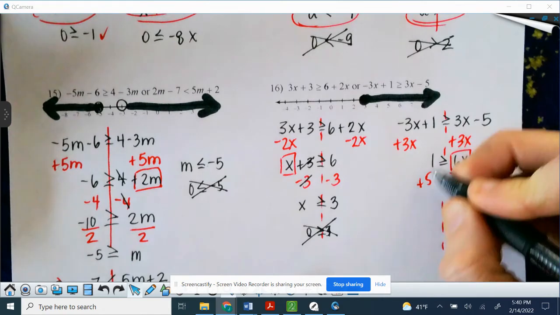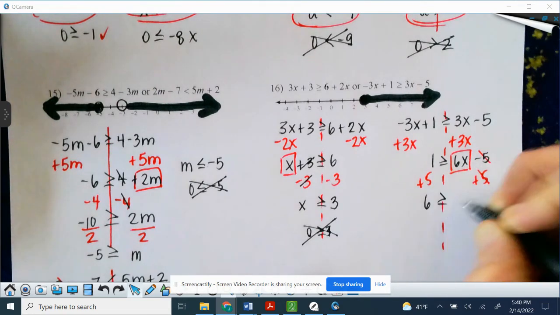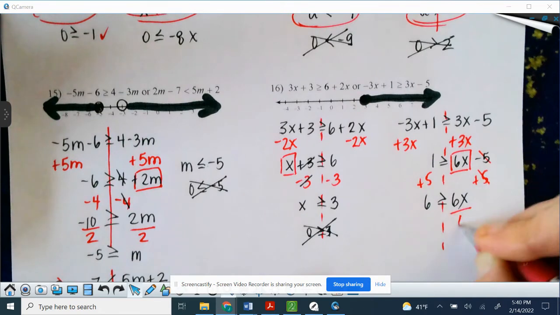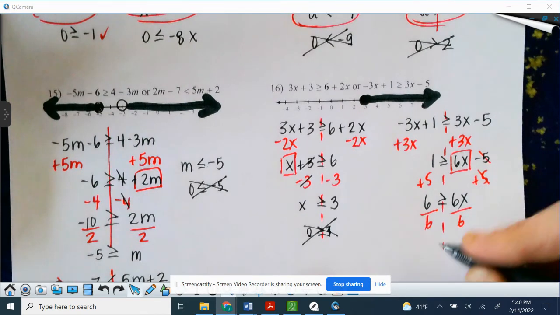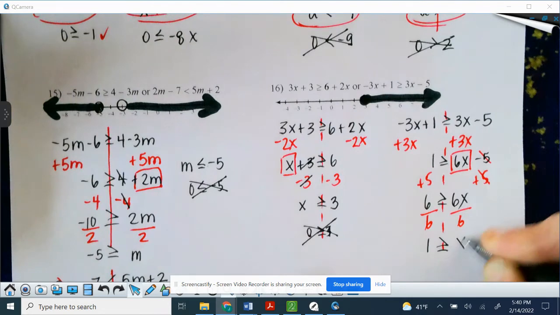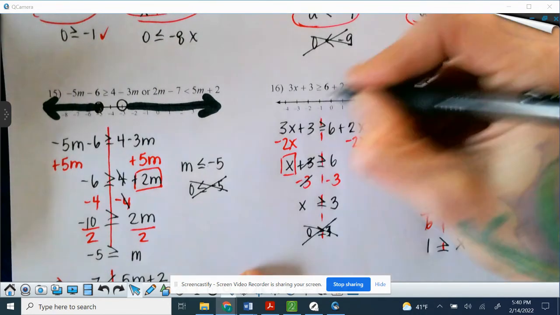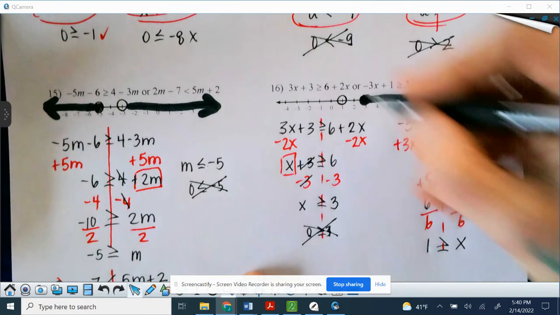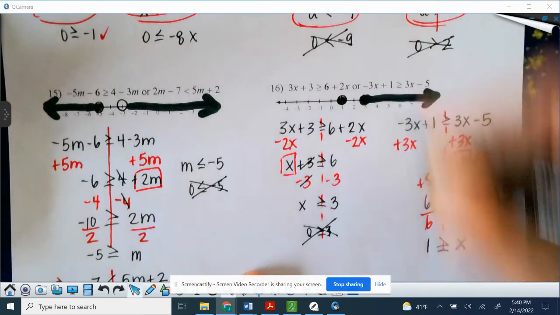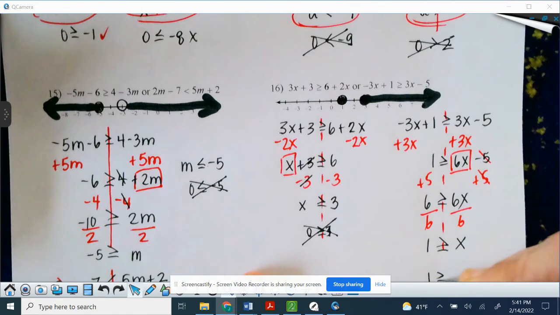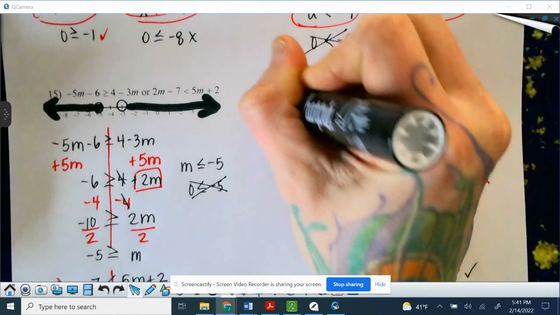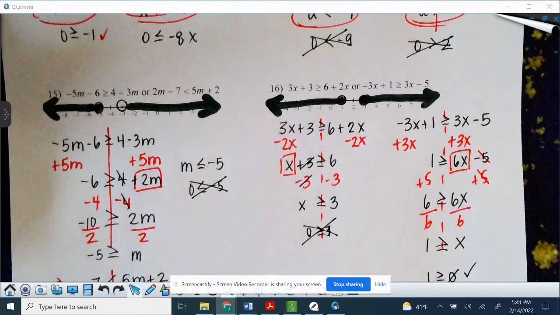So 1 plus 5 is 6. So 6 is greater than or equal to 6x. 6x is 6 times x, so we're going to divide by 6. 1 is greater than or equal to x. So now I'm going to go up to 1. Draw a circle. It's greater than or equal to, so it's going to be a solid circle. Is 1 greater than or equal to 0? It is. So we're going to shade in the direction of 0, which is to the left this time. And our arrows are pointing in opposite directions as an or should.